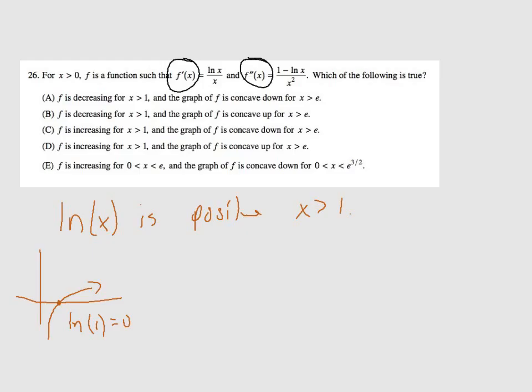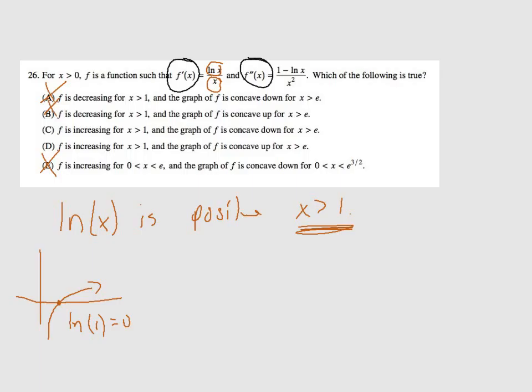Okay, so basically for all values where x is greater than 1, I'm going to have a positive numerator, and if x is greater than 1, it would obviously have a positive denominator as well. So x has to be greater than 1. So f is increasing for x greater than 1. And I think we can eliminate all the choices except for C and D based upon that, which is pretty outstanding. F is increasing. Let's just double check that. Yes, we can. All right, cool.